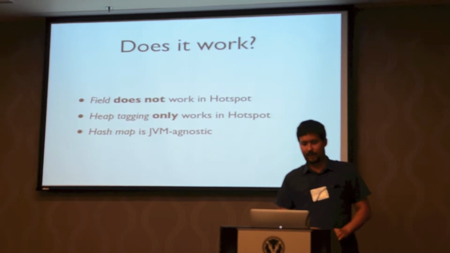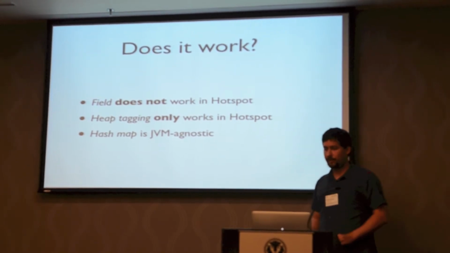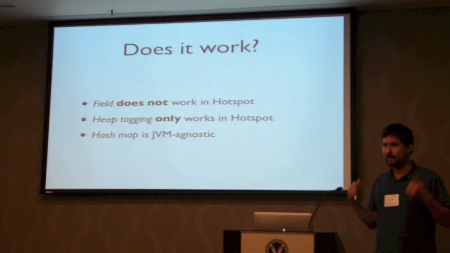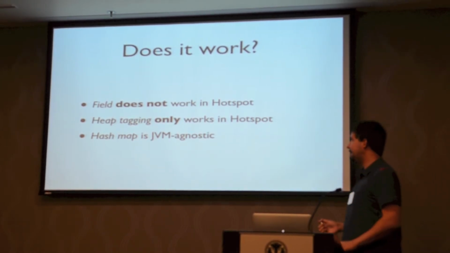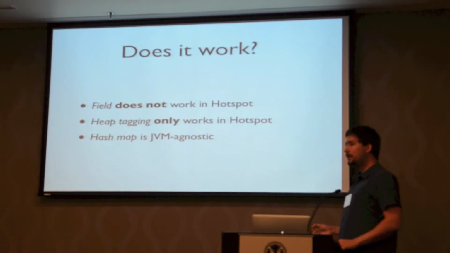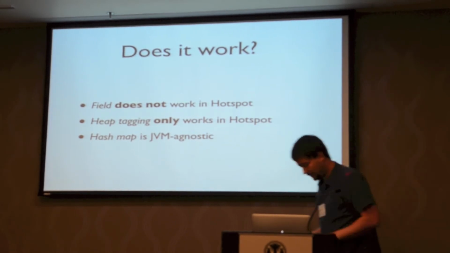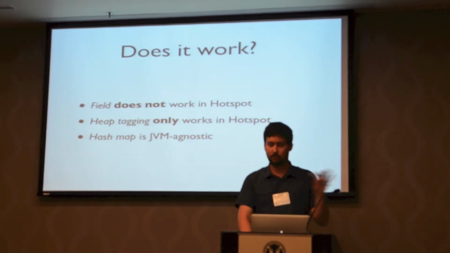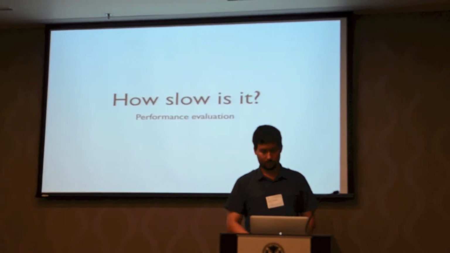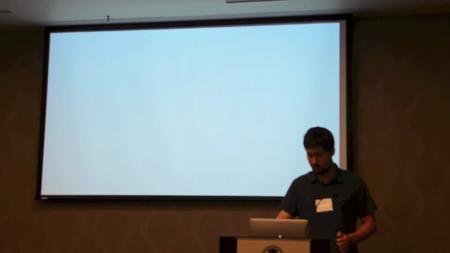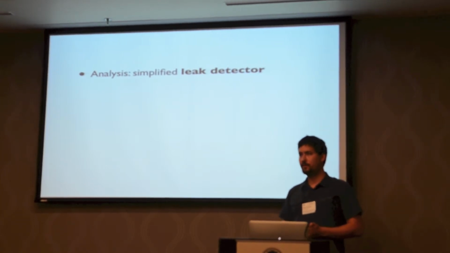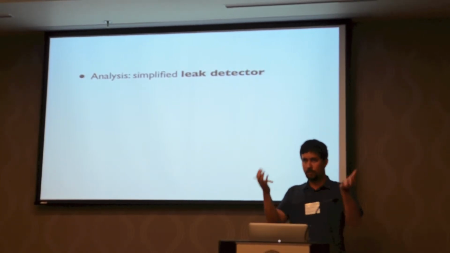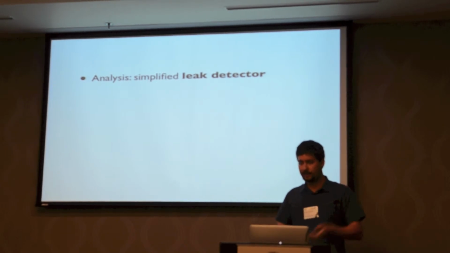Now, as I mentioned before, field does not work in Hotspot, which for us is a big deal. Hotspot is the most prevalent and so on. Heap tagging, unfortunately, only works there, so it's like midway, and hash map just works everywhere. Yes, it is slow. So we created a simplified leak detector to showcase these two approaches and compare their speed.